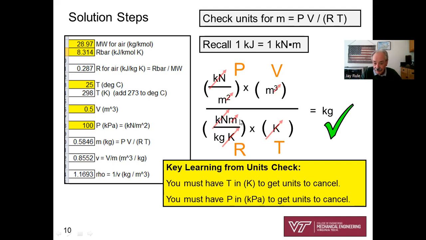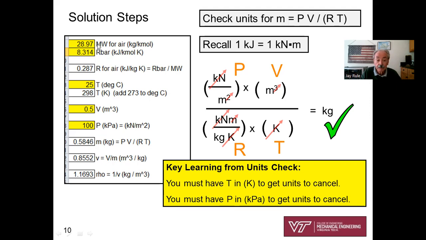And so you see that I sneaked in a kilonewton meter, same thing, times temperature, which must be in absolute temperature, degrees K. So we'll strike out everything, and then we'll observe. We've got our newtons struck out, our kilos struck out, so we've got kilograms. So we're going to be good, learning from this units check. Got to have temperature in degrees K, not degrees C. Must have pressure in kPa to get all of our units to cancel. So here's the numerics.